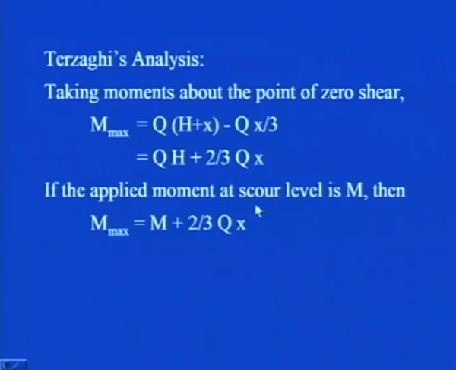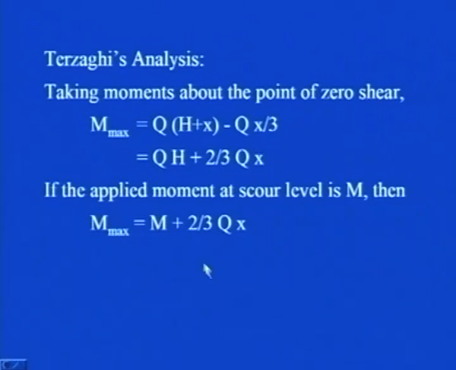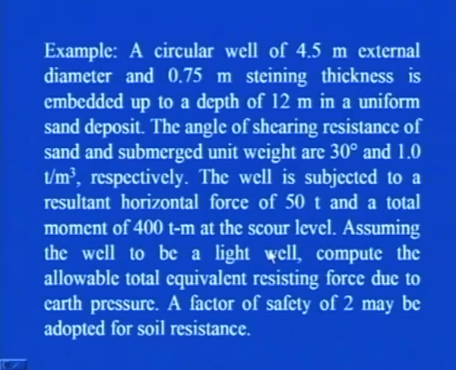So, if the applied moment at scour level is M, then M max will be M plus 2 by 3 into Q X. That is, this particular expression is reduced to this expression. The only change here is that Q into H is replaced by M, where M is the applied moment, because if the applied load Q acts at a height of H above the scour level, then Q into H is the moment. And if I know directly the applied moment at scour level, then by substituting it directly in this expression I can get the value of the maximum bending moment. Now, let us take an example to develop the understanding of a real problem.